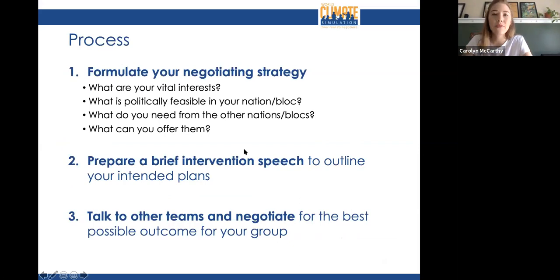And just the general process for today, you will be meeting with your region to formulate your negotiating strategy. So looking at the briefing sheets that we give you, you'll be discussing what are your vital interests, what is politically feasible in your nation, what do you need from other nations, and what can you offer them in the negotiations. And then once you formulate the strategy, you'll be coming back to the plenary where you'll have to nominate one person from your group to give the brief intervention speech where you outline what those decisions and policies are and why. Later on in the negotiations, we'll actually start to mix you between different groups so that you don't only talk to delegates from your own region, but you can switch into other groups and negotiate with other regions as well.